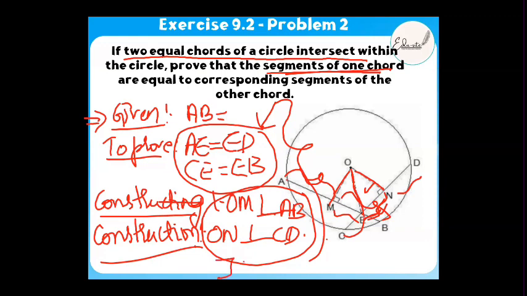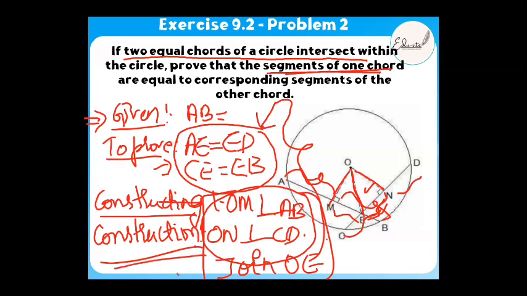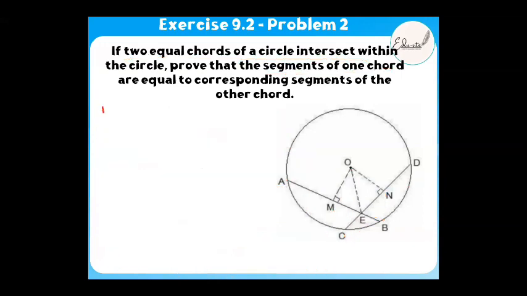Okay, and one more, what is it? Join OE is also a construction, correct? These three are constructions to prove AE is equal to ED and CE is equal to EB, and then the given is AB is equal to CD, correct? Okay, we are done? Are we done, Laiba? Yes, okay. Let's quickly see the proof.